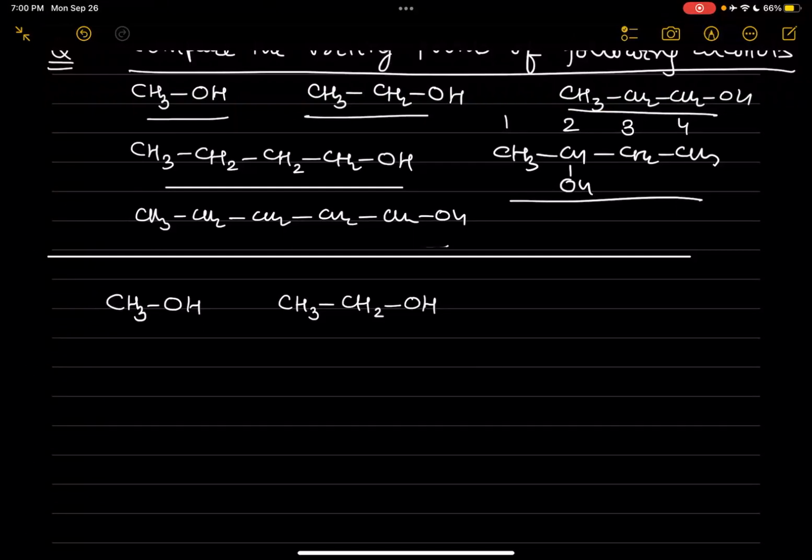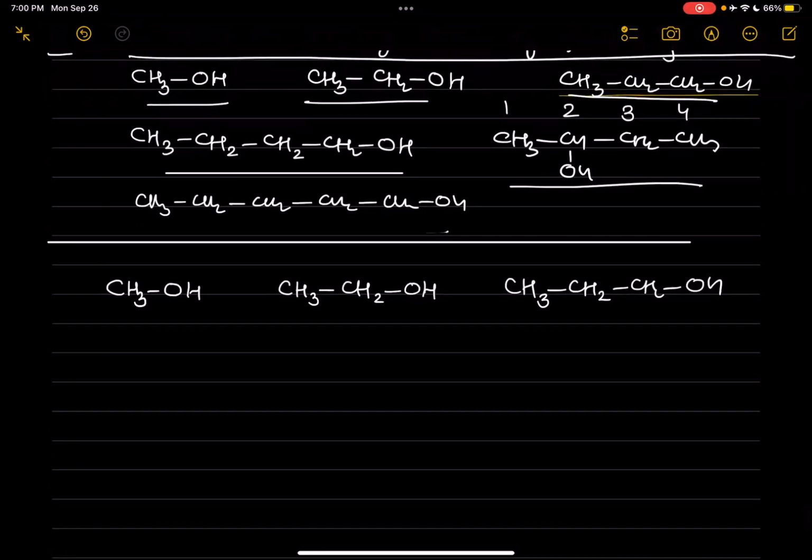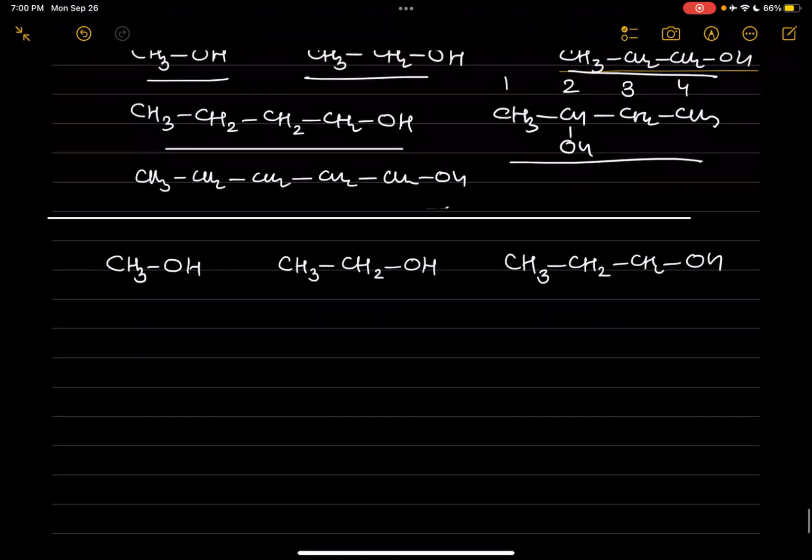And then you have CH3CH2CH2OH. Propanol is a larger molecule. A larger molecule is heavier, so you need to heat it more to turn it into vapors. And then you have two molecules, butan-1-ol and butan-2-ol.